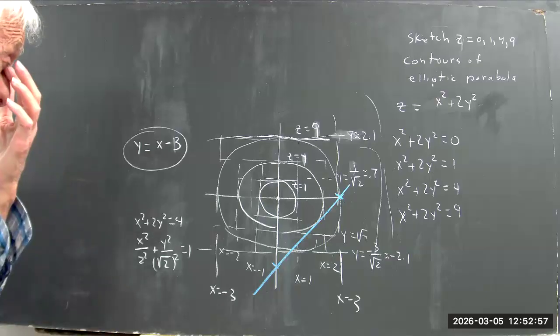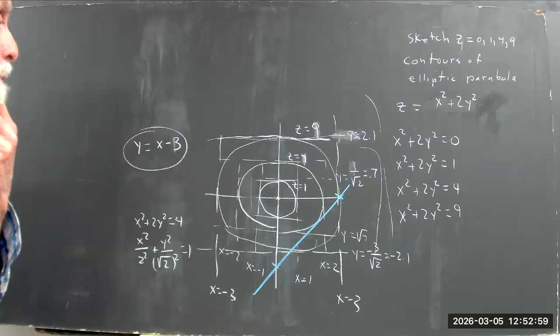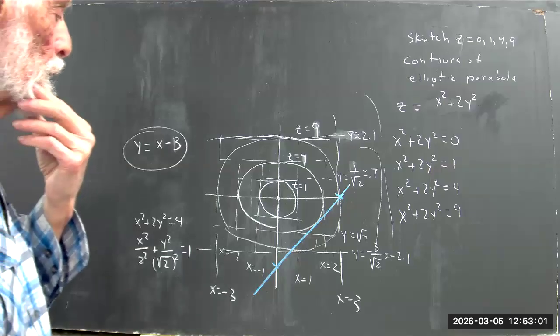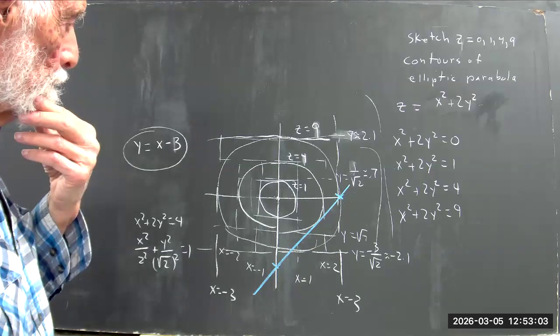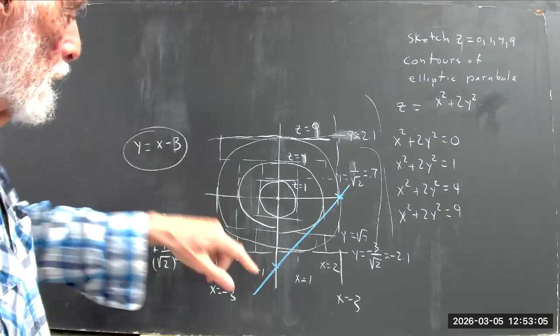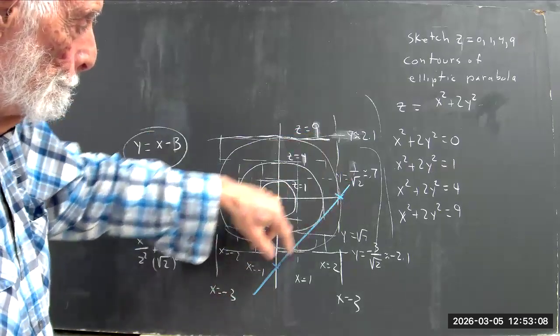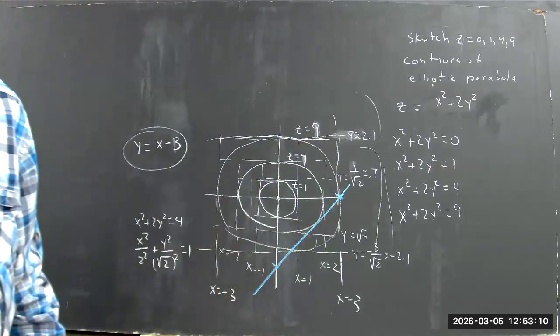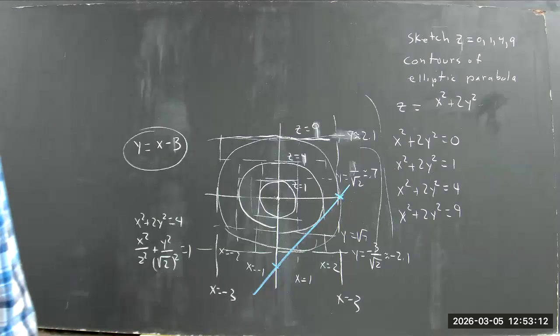Now let's say that you're a cold-loving creature walking along this line. Where is it you're going to hit the minimum temperature?